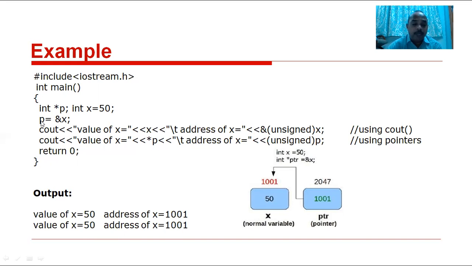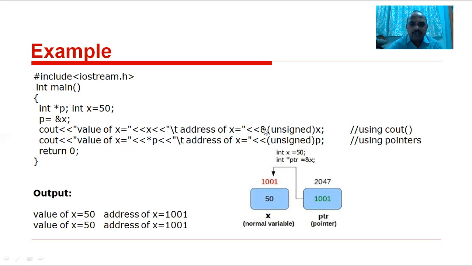What is the value of p? That is the address of x. Clear? Address of x. Here 50 is the value of x, and 1001 is the address of x. Then the ptr value equals the address of x, and the ptr address equals 2047. Clear all of you? Then here you see the value of x equal to 50 displayed.